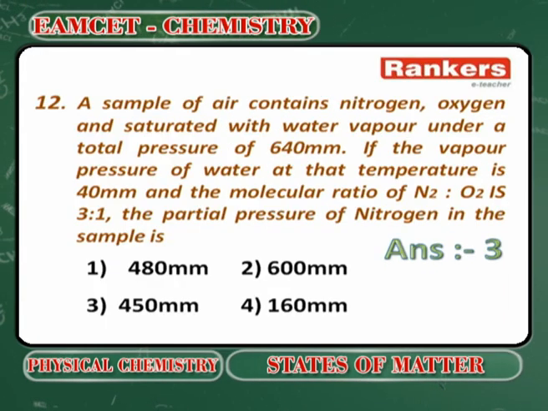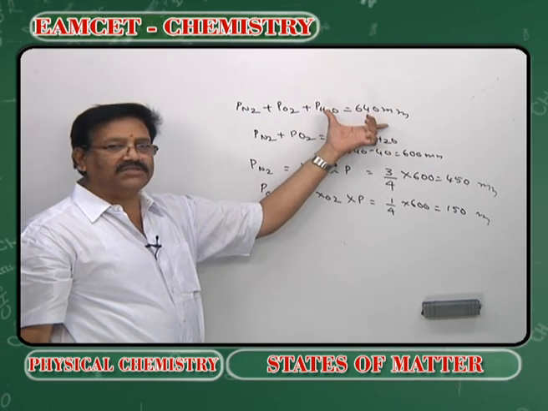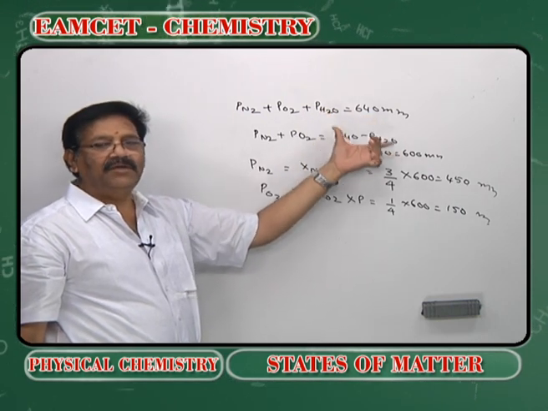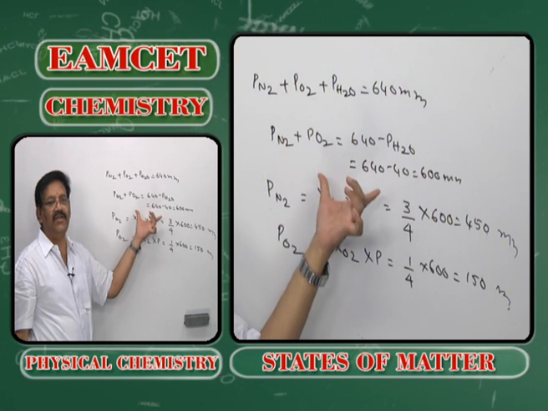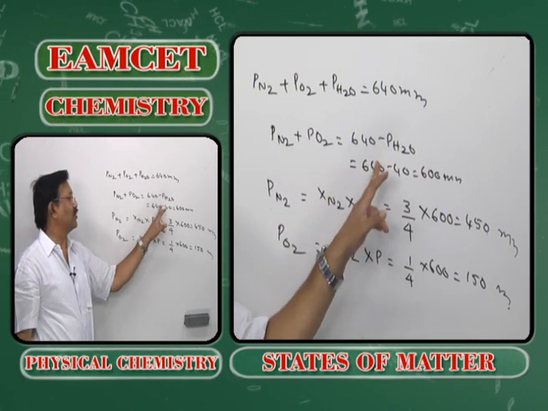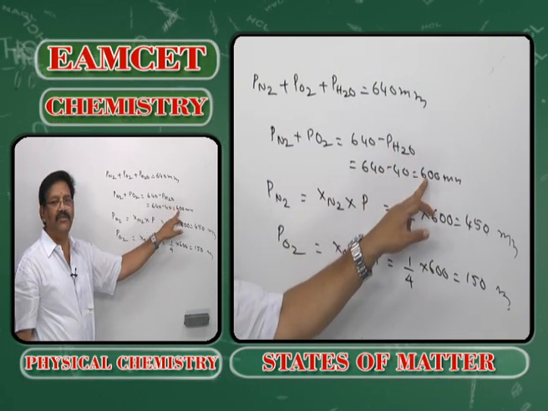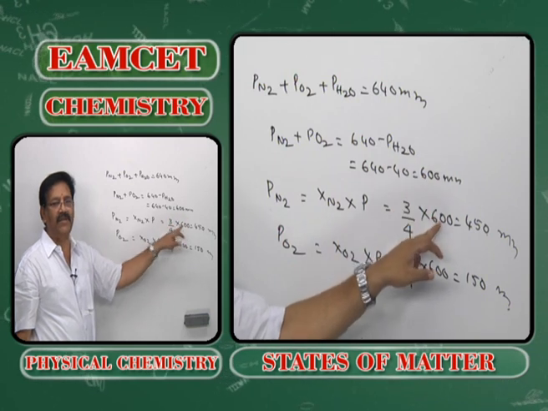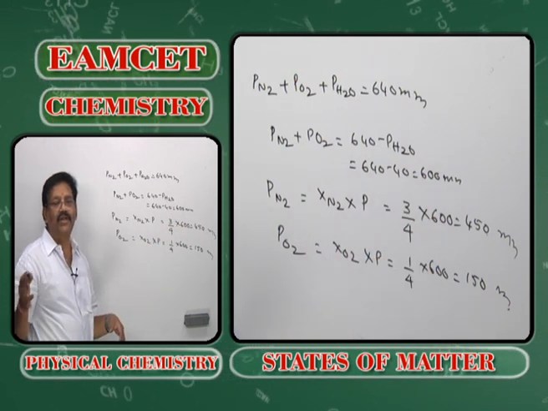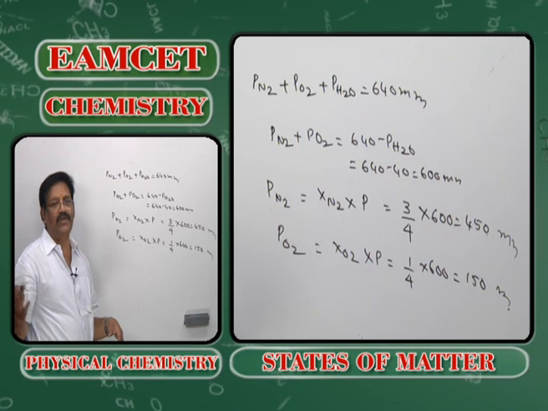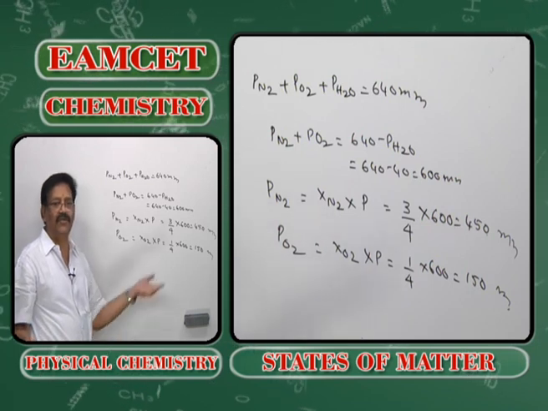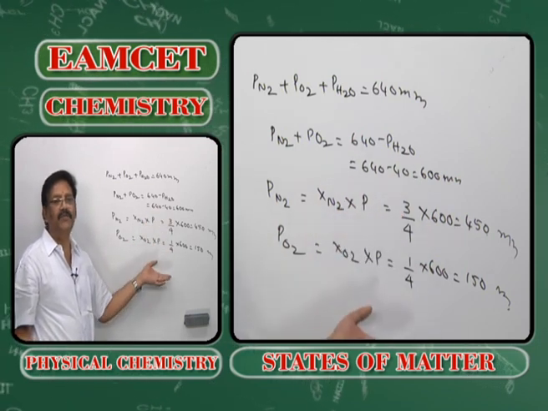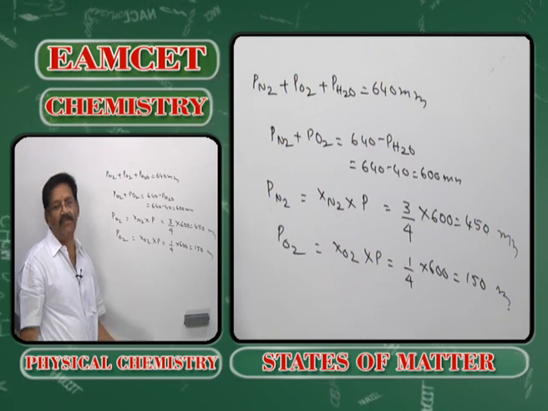What is given initially? The pressure of the moist gas is given, 640 mm. How to get the pressure of the dry gaseous mixture? Total pressure minus pressure due to the water vapor, 600 mm. What is the mole ratio of the nitrogen and oxygen? 3:1. Then what will be the mole fraction of the nitrogen? 3/4. What will be the mole fraction of the oxygen? 1/4.